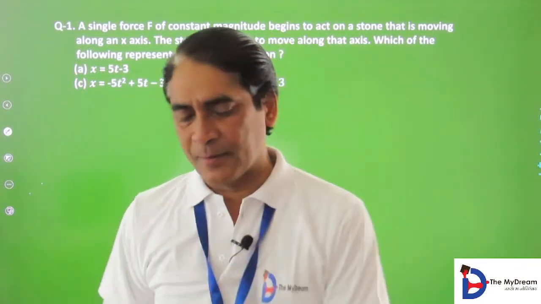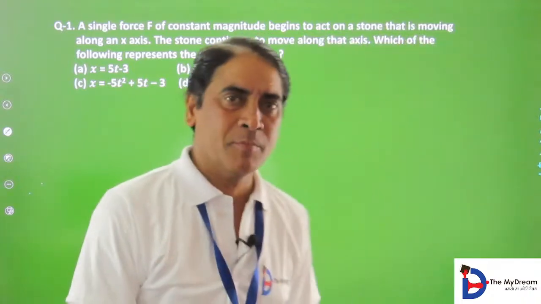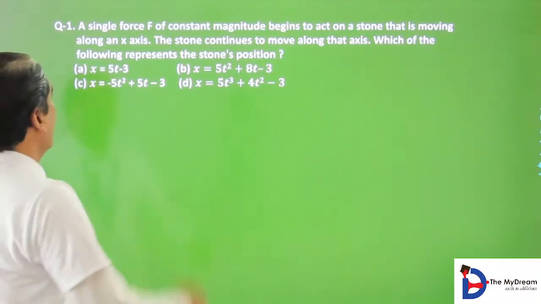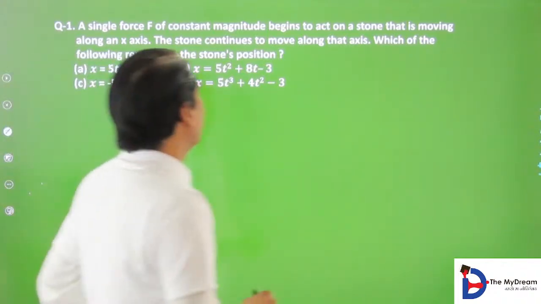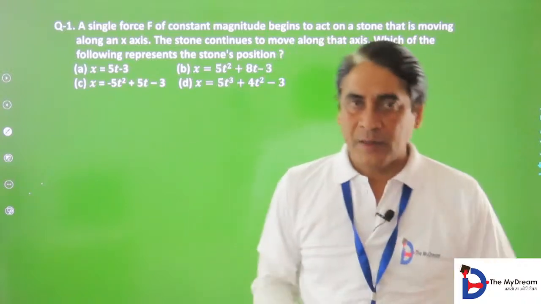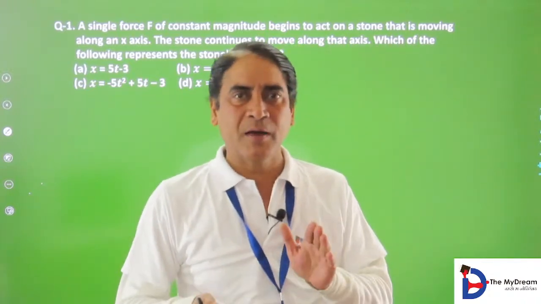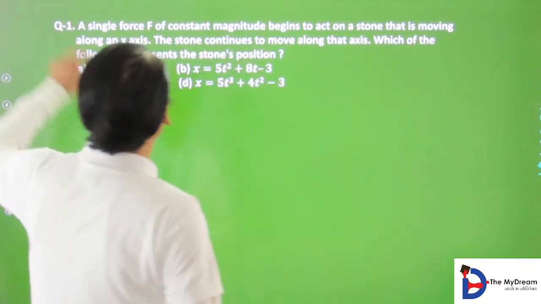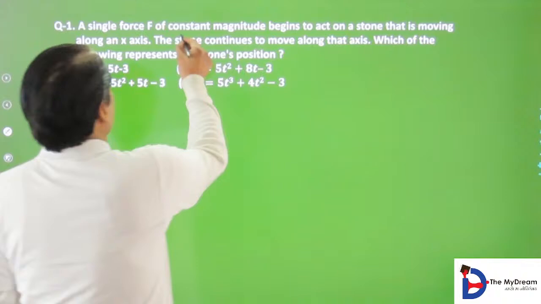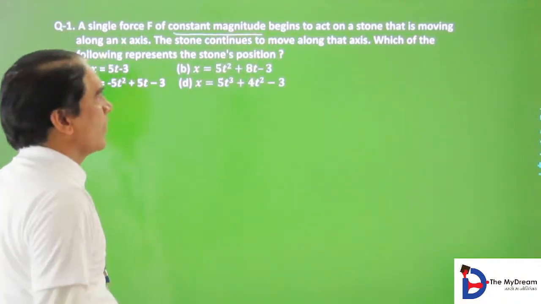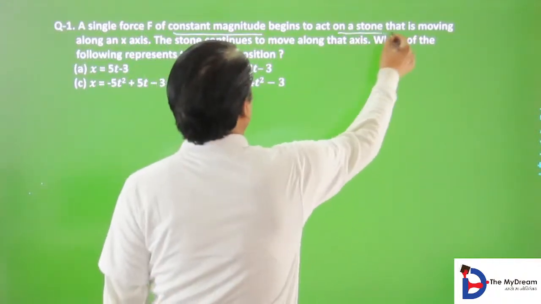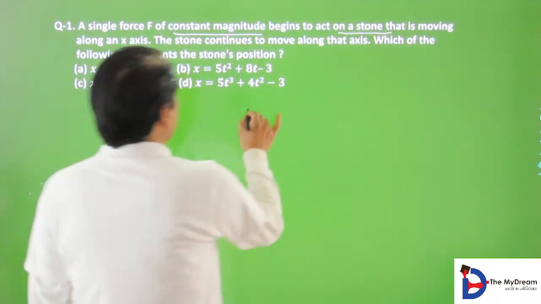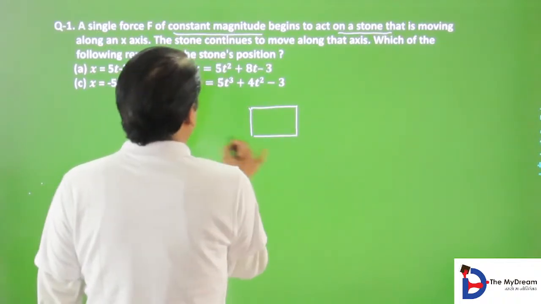Today we are discussing problems based on the laws of motion and equilibrium. The first question: a single force of constant magnitude. There are two forces, one of them is a constant force, another one is variable. In this question, a single force capital F of constant magnitude begins to act on a stone that is moving along the x-axis. So this is a block or a stone.